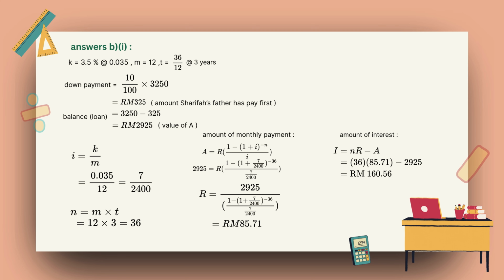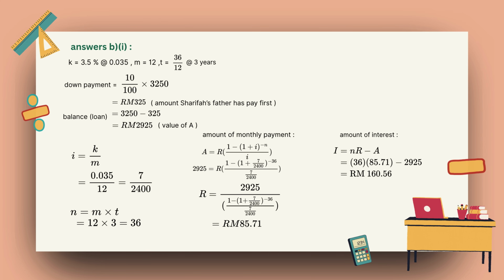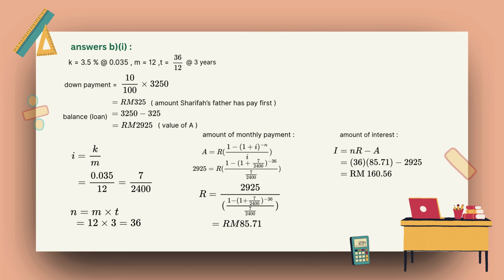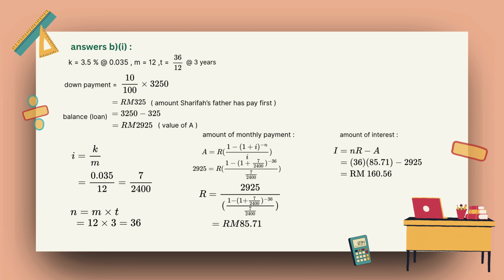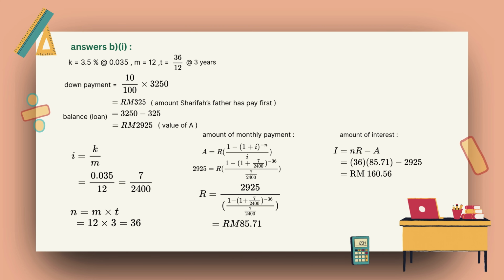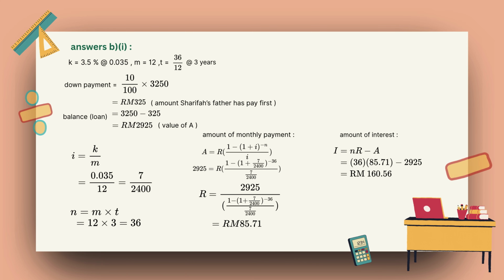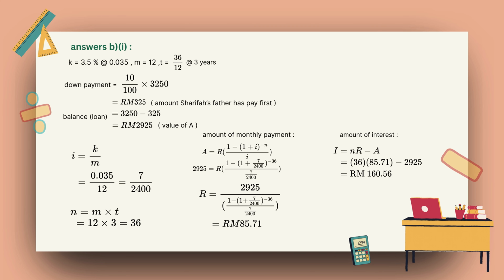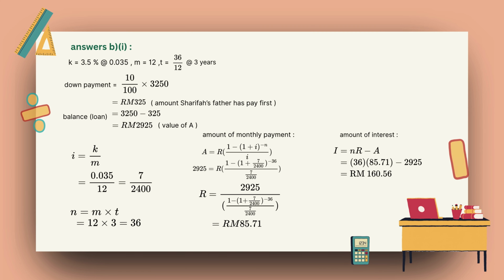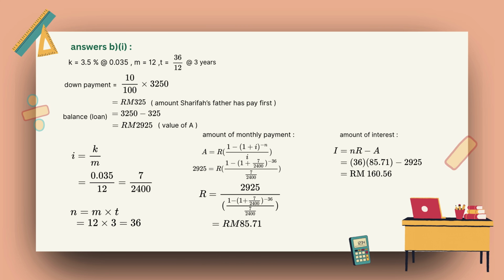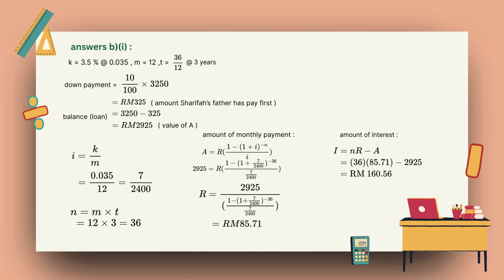For the amount of monthly payment, the formula is A equals R bracket 1 minus 1 plus i to the power of negative n, over i. So 2925 equals R bracket 1 minus 1 plus 7 over 2400 to the power of negative 36, over 7 over 2400. So the answer is RM 85.71. Next is the amount of interest. I equals n times R minus A. So 36 times 85.71 minus 2925. The answer is RM 160.56.